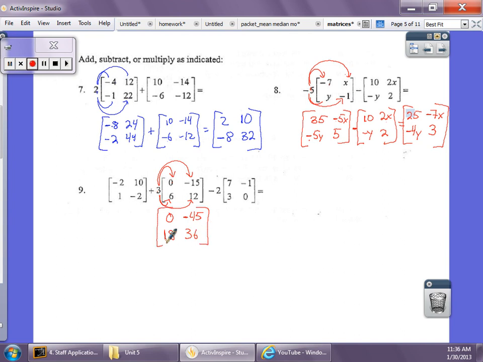Now, this is the part where people make mistakes, because it says minus 2 times this. Well, I'm only going to multiply by the 2, because when I do that, I'm going to bring this negative down into the problem. So that's where the negative is going. So I'm bringing my negative down, and I'm distributing the 2. So 2 times 7 is 14. 2 times negative 1 is negative 2. 2 times 3 is 6. And 2 times 0 is 0.